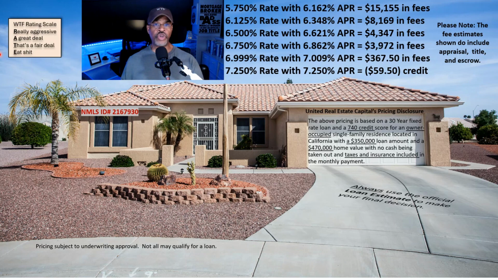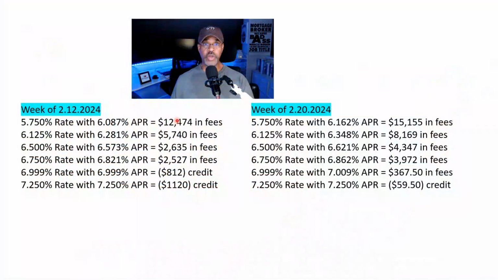Let me close by showing you a comparison of the pricing from last week compared to this week. Okay, here we go. This is last week's pricing here. So you can see the 5.75 had an APR of 6.087, 12,474 in fees compared to the 15,155 in fees as of today on the 20th. And then you can see the APR. Look at the difference in APR. So you see the fees went up almost a few $1,000 here or so, and look at the APR went from 6.087 to 6.162.